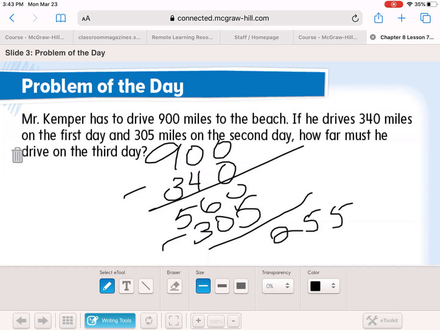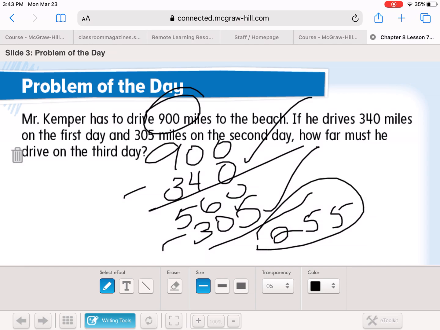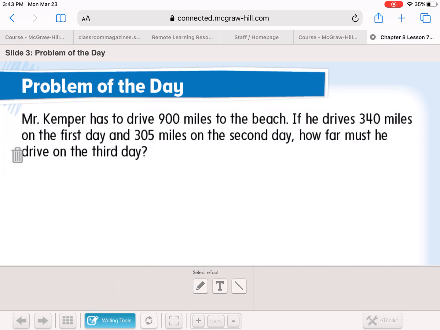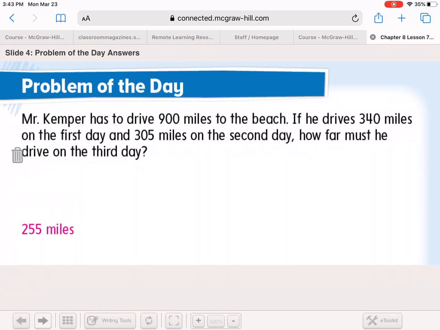Okay? So we know that he had to drive 900 miles. Day 1, he did 340. Day 2, 305. And the last day, he'll do 255. Now, you could have added your 305 and your 340 and then subtracted that from 900. And if you did that, that's great too.